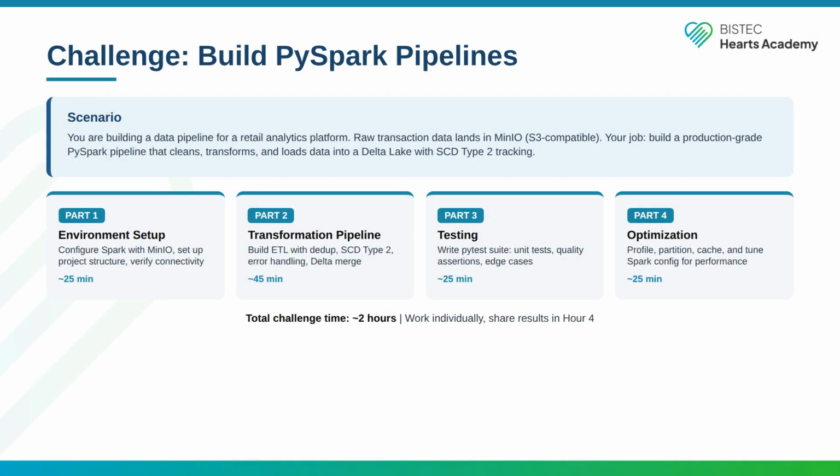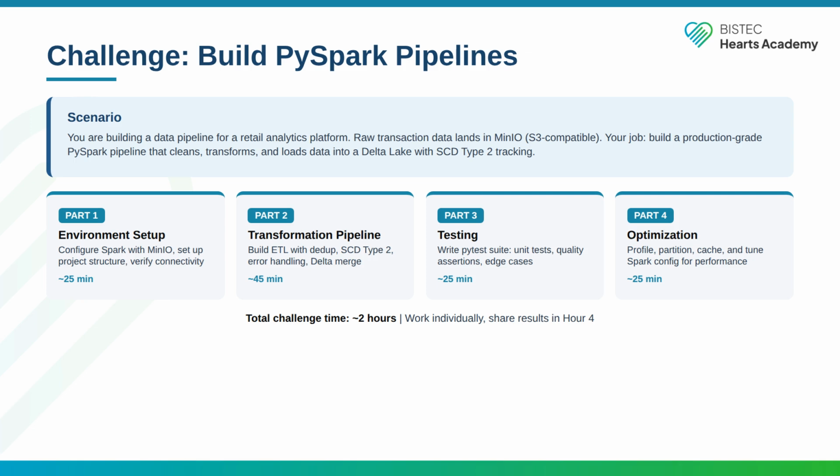Now the challenge. You have approximately 2 hours to build a production-grade PySpark pipeline. The scenario: you're building a retail analytics platform. Raw transaction data lands in MinIO, which simulates Azure Blob Storage or S3. Your job is to build a pipeline that cleans, transforms, and loads data into Delta Lake with SCD Type 2 change tracking. 4 parts. Part 1 is environment setup, getting Spark and MinIO running via Docker Compose, and verifying connectivity.